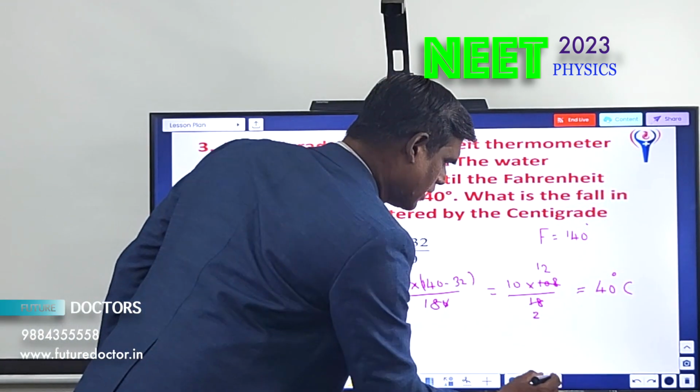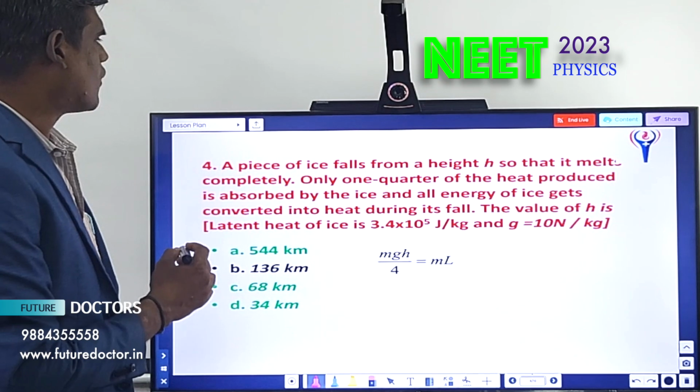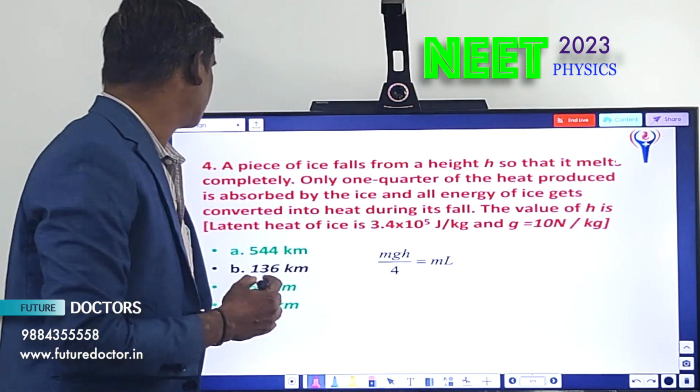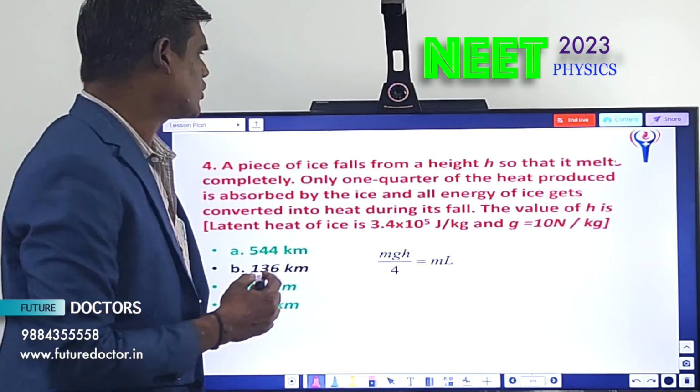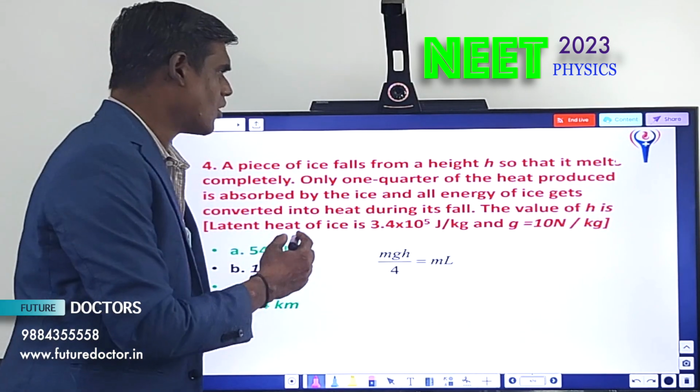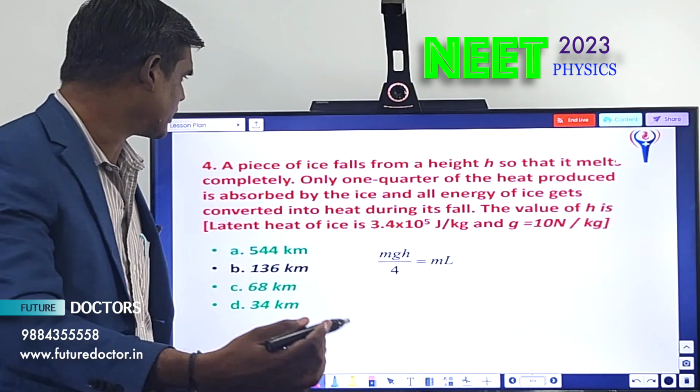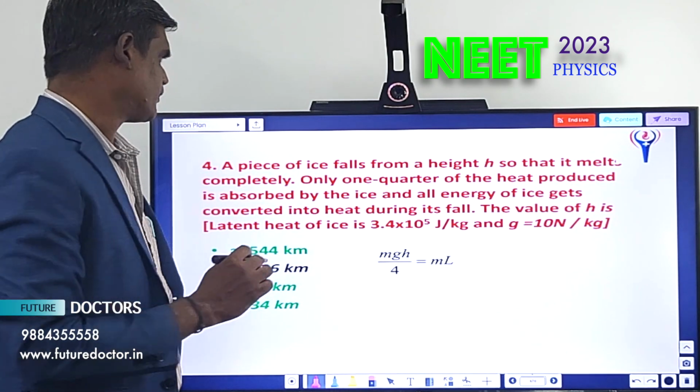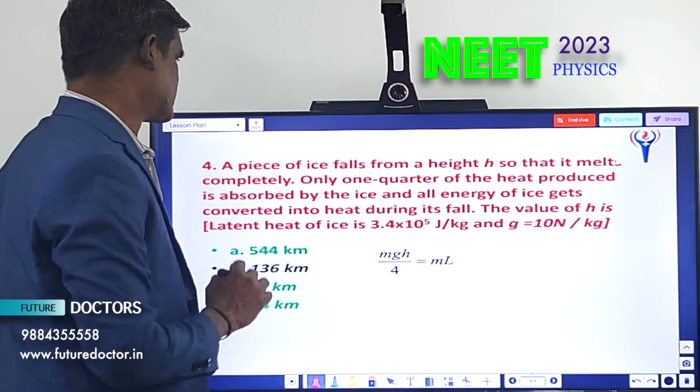Let's move to question number 4. A piece of ice falls from a height h so that it melts completely. Only one quarter of the heat produced is absorbed by the ice, and all the energy of the ice gets converted into heat during its fall. The value of h is dash.